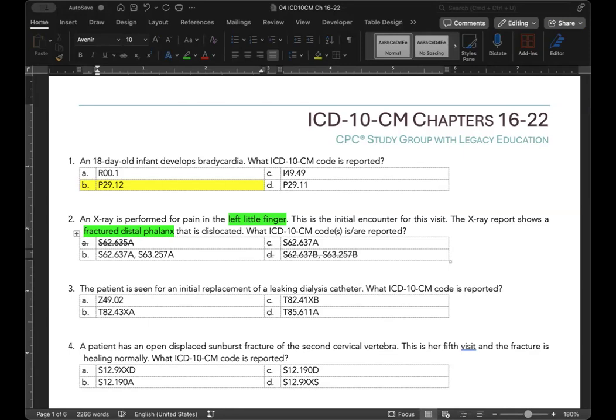However, you can write that in there so that it's just a visual reminder that dislocations with fractures are going to be included in your fracture ICD-10 code. So you wouldn't code those separately. Okay, thank you. You're welcome. Absolutely. So for number two, it's going to be that fracture only, S62.637A, and then we are not going to code the dislocation separately. Okay, any other questions on that one?